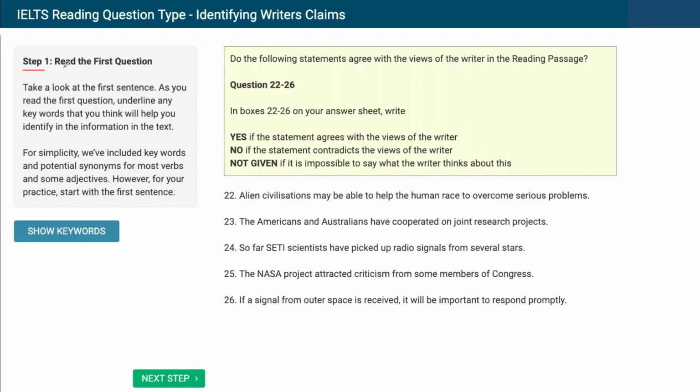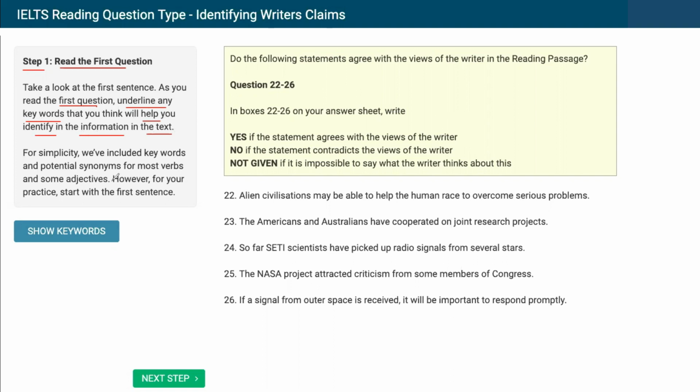Okay, step 1, we're going to read the first question. Now, for simplicity and just because we're doing this example all together step by step, we're going to read all of the questions today. In the exam, it might be a good idea for you to read the first one and then go straight into your passage. And we will complete the first answer together first. However, right now, I just want to go over all keywords just because it's the best way to organize it. As you read the first question, you're going to underline any keywords that you think will help you identify the information in the text.